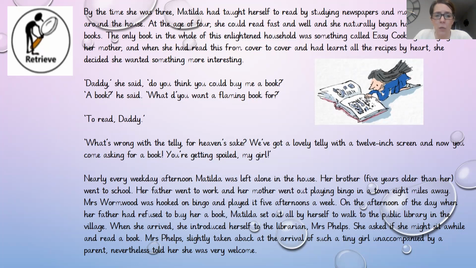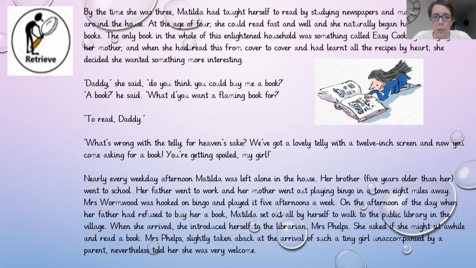Nearly every weekday afternoon, Matilda was left alone in the house. Her brother, 5 years older than her, went to school. Her father went to work, and her mother went out playing bingo in a town 8 miles away. Mrs. Wormwood was hooked on bingo and played it 5 afternoons a week.